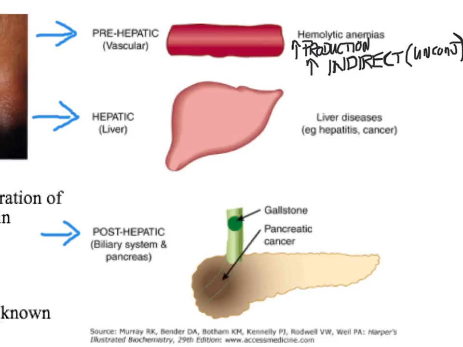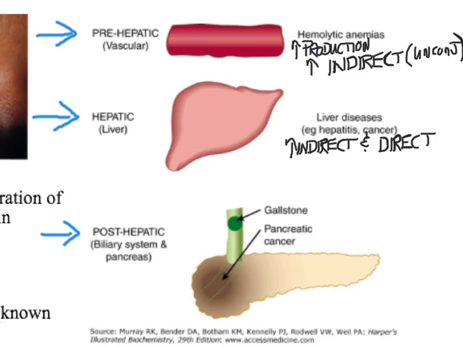Diseases affecting the liver, such as hepatitis or cancer, can affect multiple processes, including the uptake of bilirubin from the circulation or the conjugation of bilirubin within the hepatocytes, or a failure to excrete bilirubin into the bile. Therefore, liver disease can often be associated with increases in circulating indirect as well as direct bilirubin.